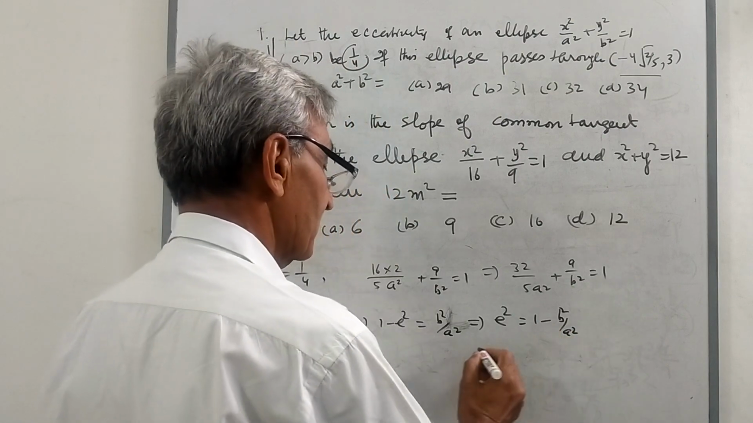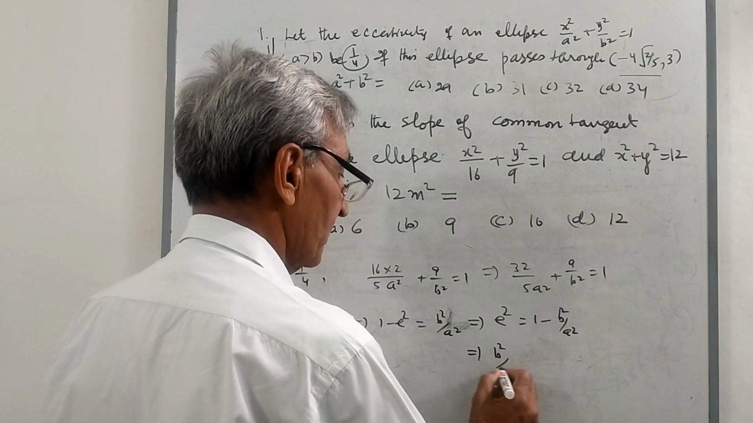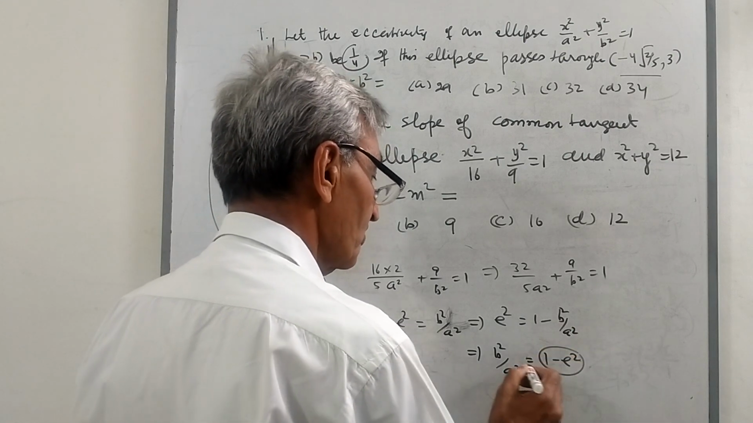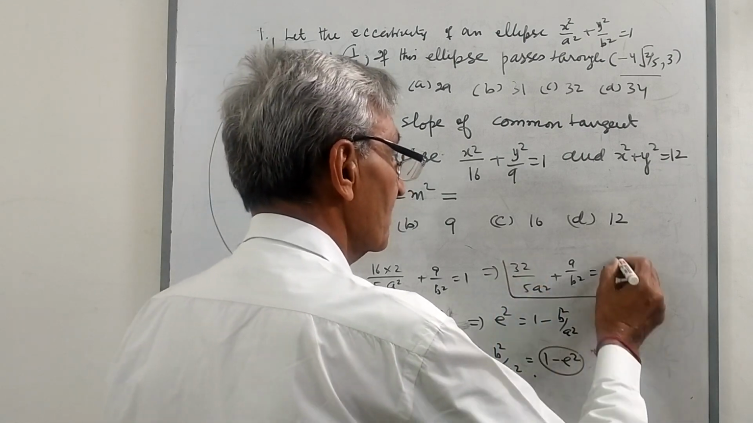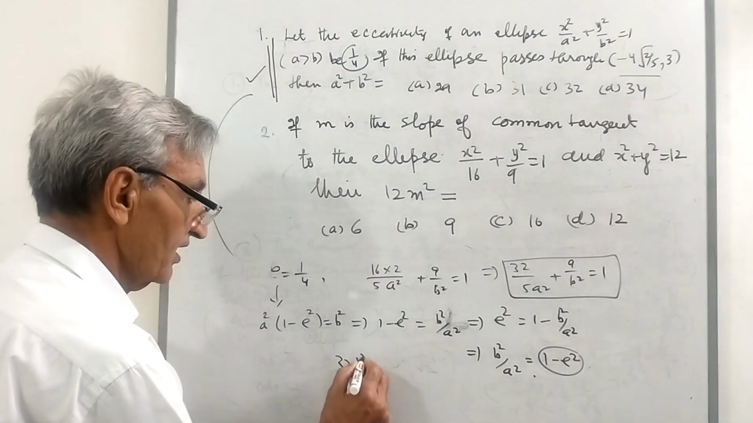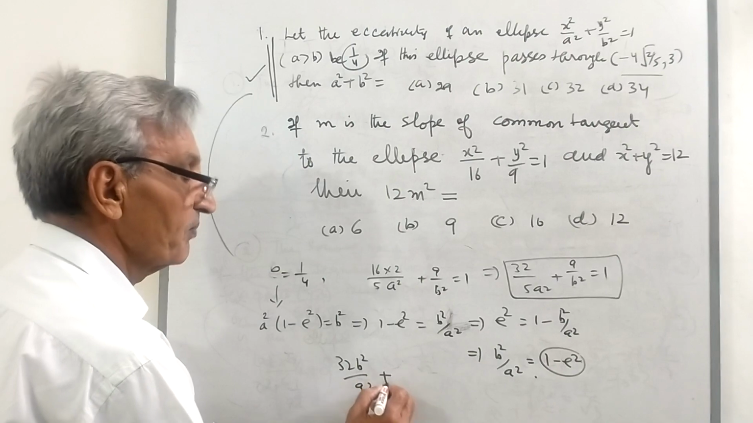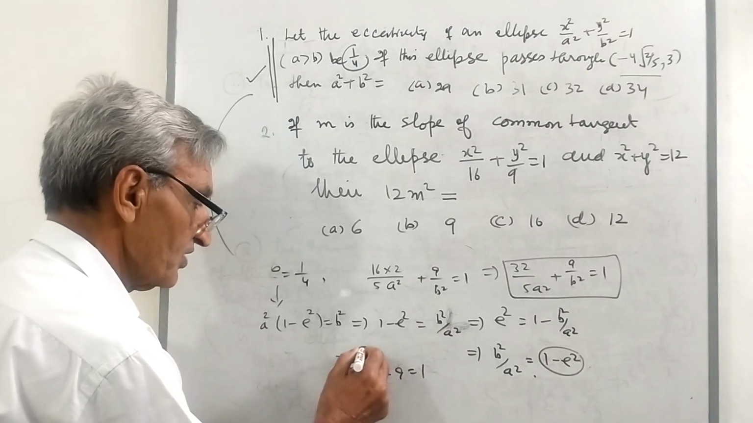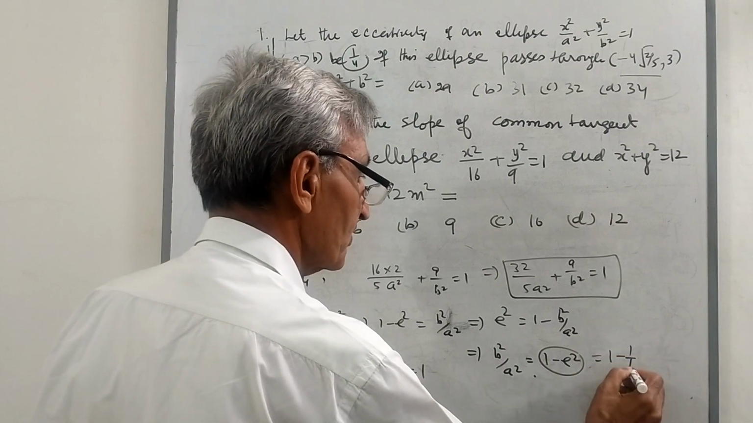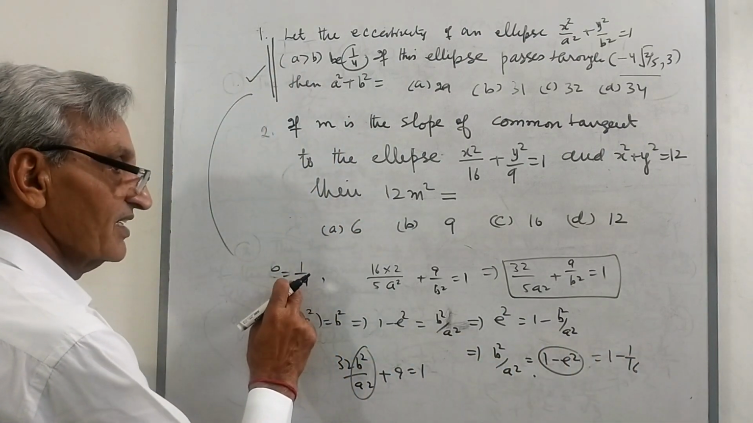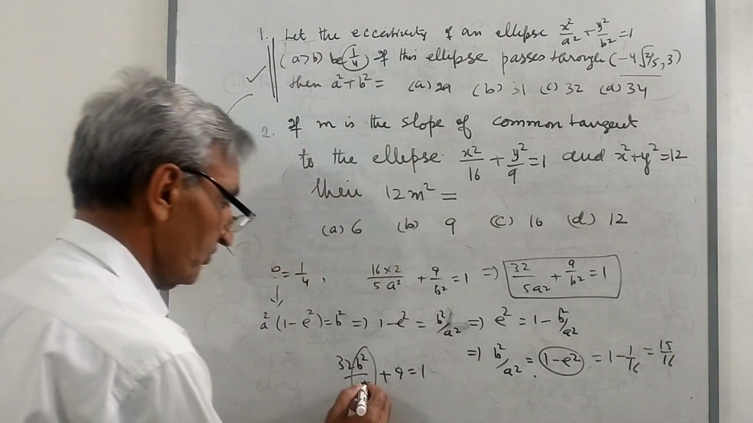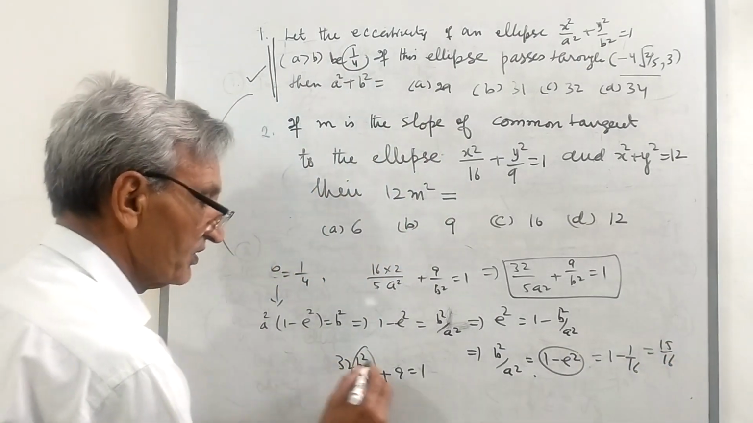Well, I can take it like this: B square upon A square is equal to 1 minus E square. I want to use this. Let me multiply by B square. There are many ways to go. Let me write B square divided by A square plus 9 is equal to 1. Now B square upon A square is equal to what? 1 minus E square, 1 minus 1 over 16. That is here. E is equal to this. This is equal to 15 by 16. And I put 15 by 16 here.